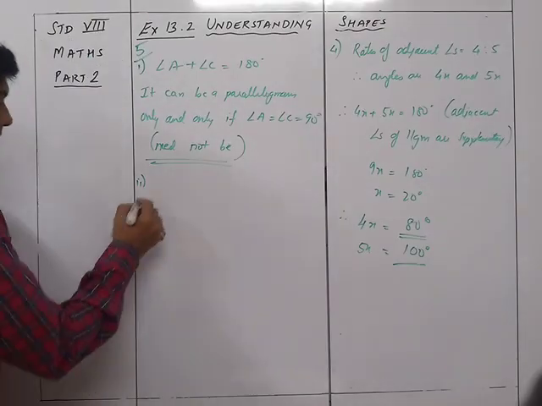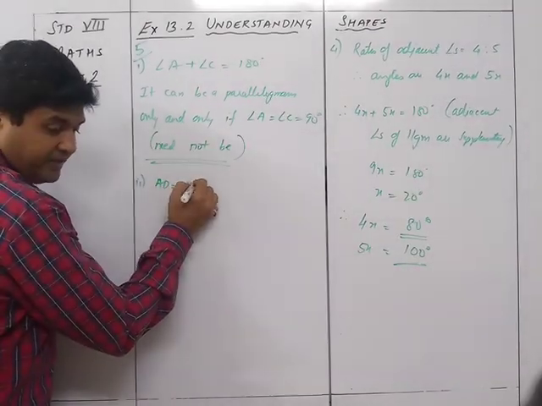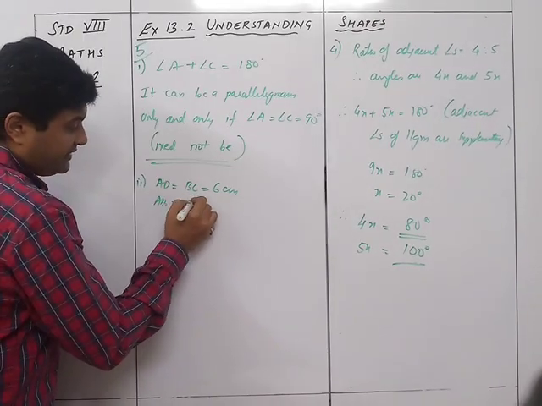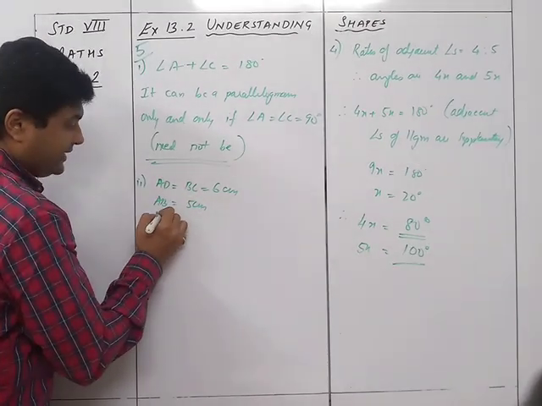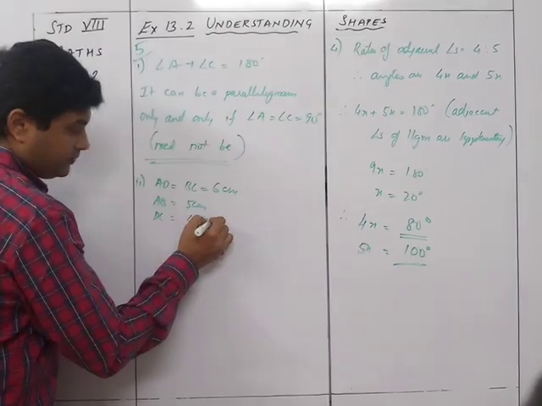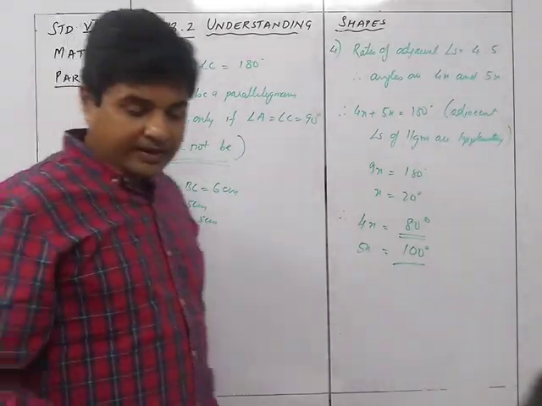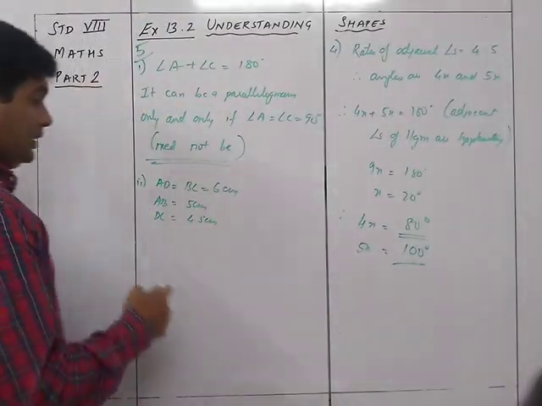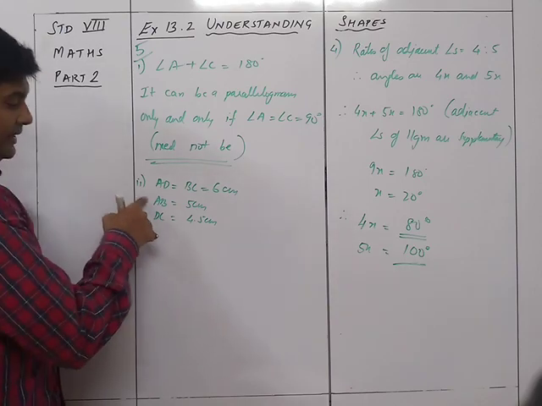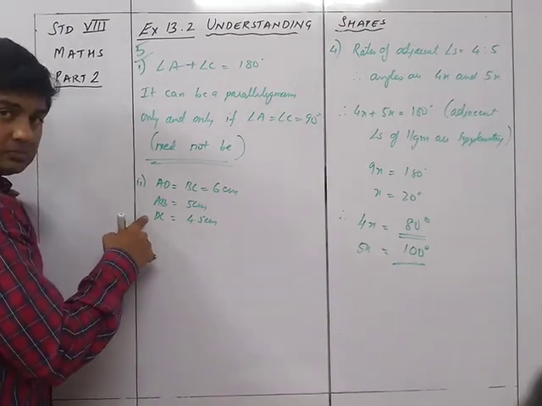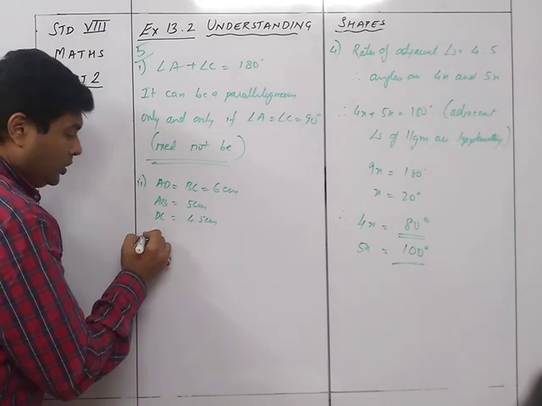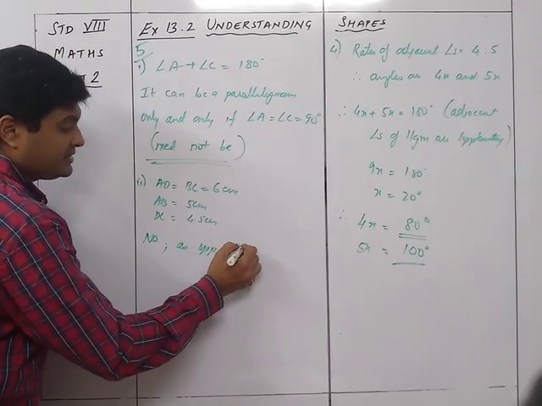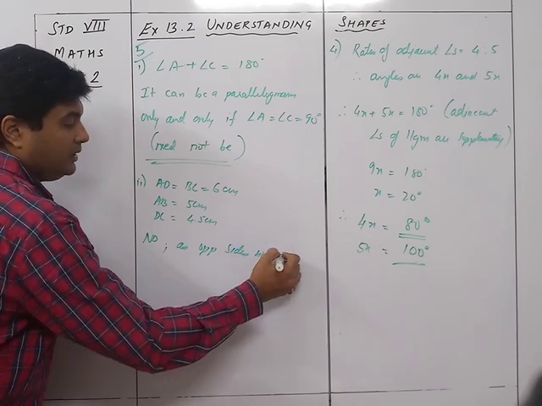It is given that AD equals BC equals 6 centimeters, AB equals 5 centimeters, and DC equals 4.5 centimeters. Now, that's not possible. It cannot be a parallelogram, because in a parallelogram, opposite sides need to be equal. So, AB and DC are opposite, but they are not equal. So, no, as opposite sides are not equal.